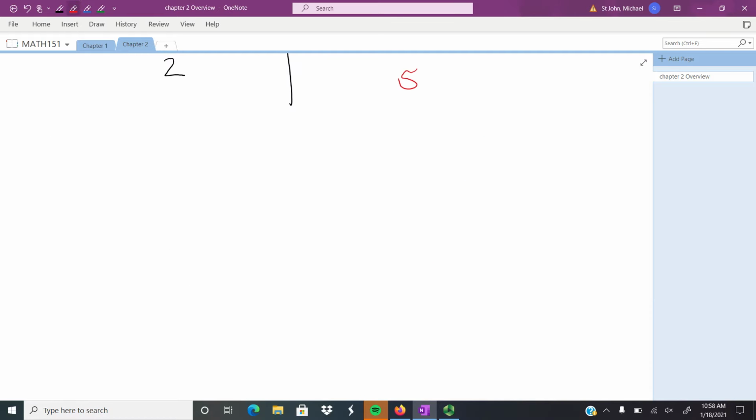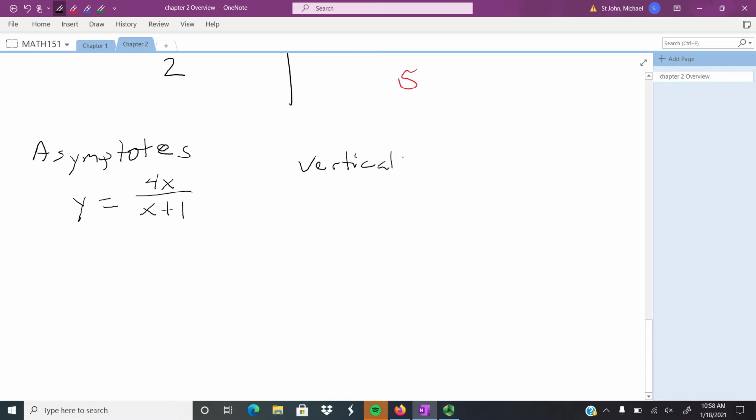Other things you're going to see in this chapter is they talk about asymptotes. And so if I have something like this, y equals 4x over x plus 1, we see that there is going to be a vertical asymptote because I have that x in the denominator. And that will occur when x plus 1 is equal to 0, and so x is going to be equal to negative 1. It's going to be an asymptote.